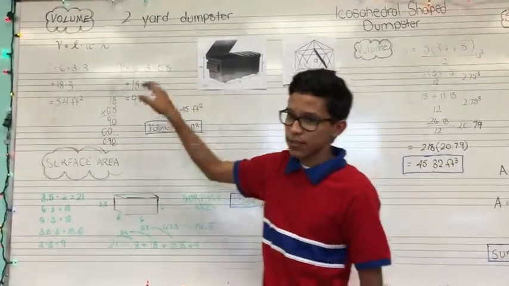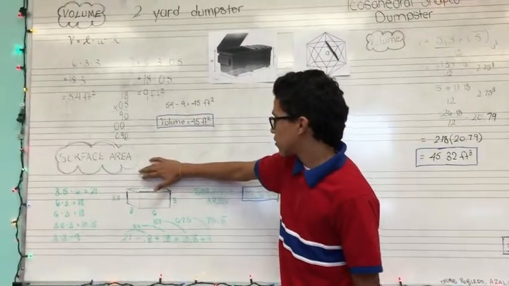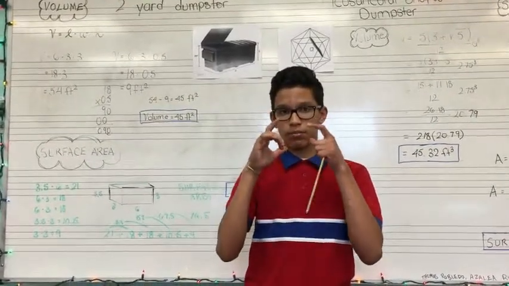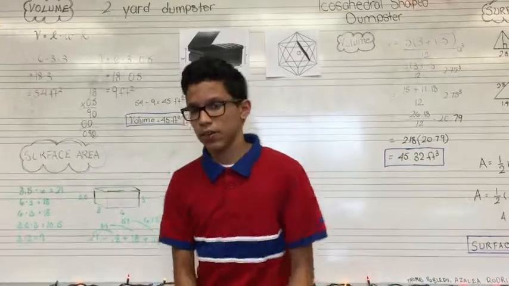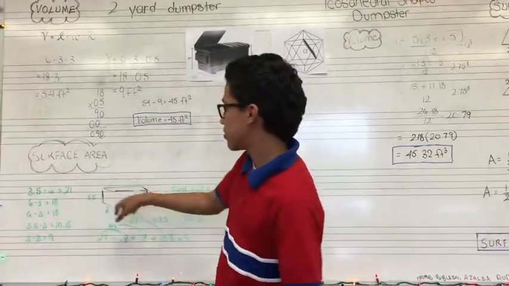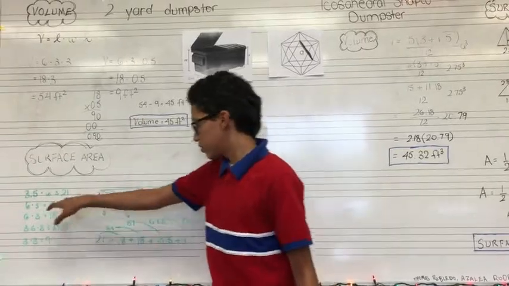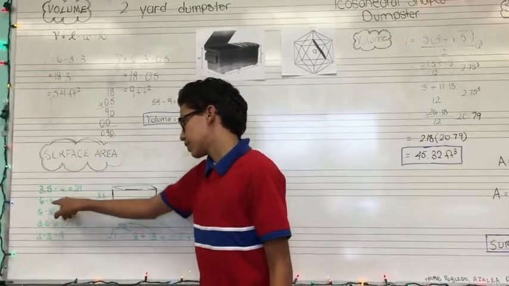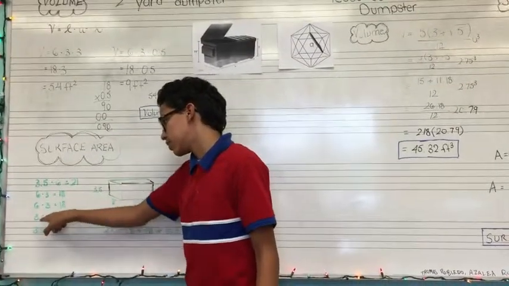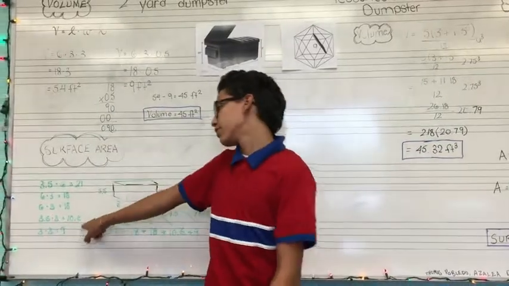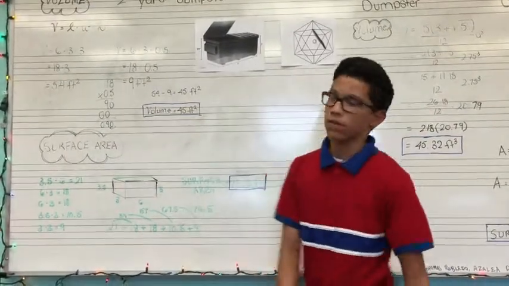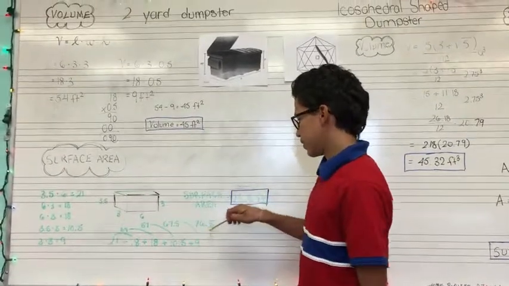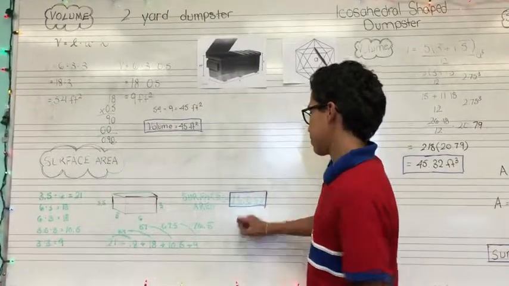And then calculating surface area is basically just the area of each 2-dimensional object that makes up the 3-dimensional object. So we're going to calculate the area for each side of the 2-yard dumpster, using all the dimensions. It's 6 sides. 3.5 times 6 equals 21, 6 times 3 equals 18, 6 times 3 equals 18, 3.5 times 3 equals 10.5, and 3 times 3 equals 9. Now that we have all the areas, we add them all up to get surface area. Once you add them all up, you get 67.5, and that's the surface area.